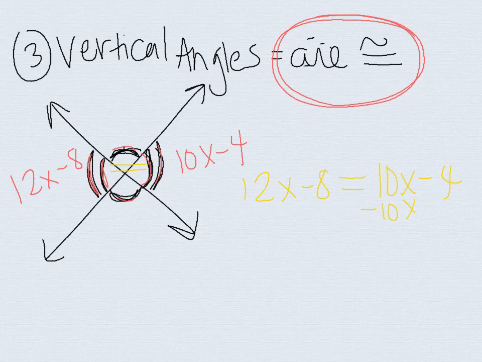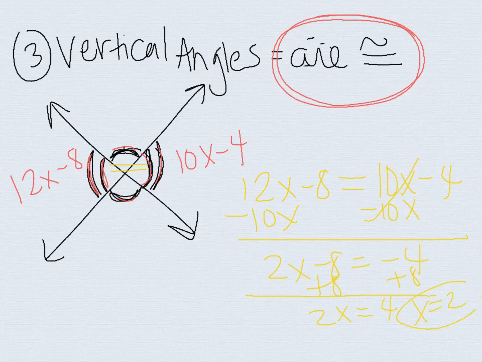Alright, so let's subtract 10x. So we're going to get 2x minus 8 equals negative 4. Add 8. 2x equals 4. And then x equals 2. So that's how you would solve a problem with vertical angles. You set them congruent to each other.